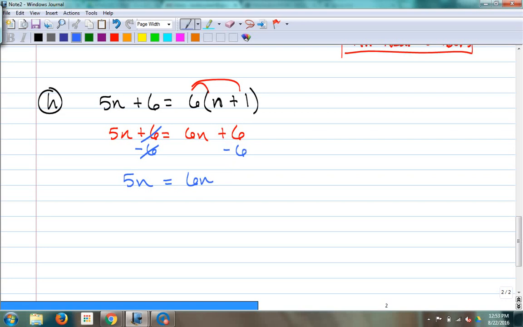Now, are all my variables together yet? No, so I need to get those together. So which one do we want to move? Yeah, I'm going to subtract the 5n. I think that's the best method there.